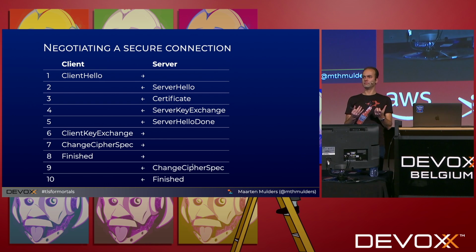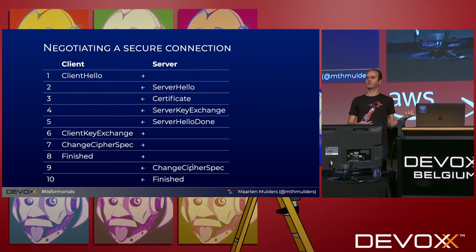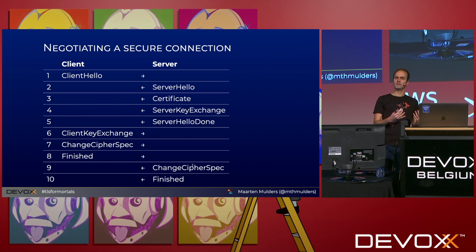The client will then say, okay, we have exchanged our key materials. It's time to change the ciphers. From now on, everything I'm going to tell you is going to be ciphered or encrypted. I'm done for now. And the server will confirm this, and say, okay, everything I'm going to tell you from now on is also encrypted, and we're done. So with this handshaking process, the two systems can come to an agreement on how they are going to communicate with each other.